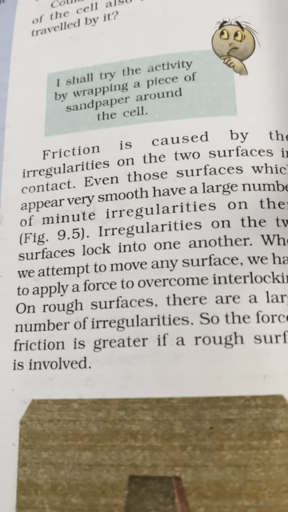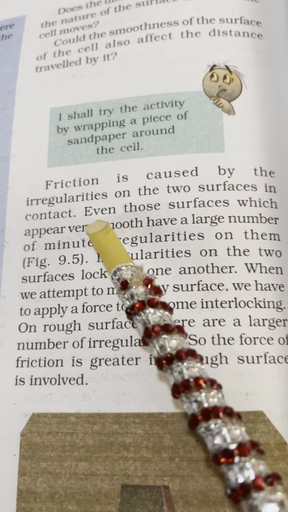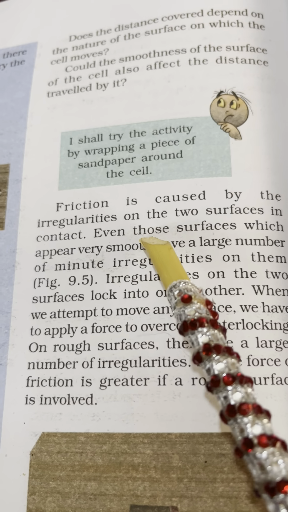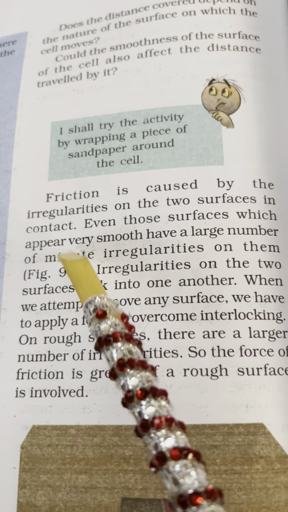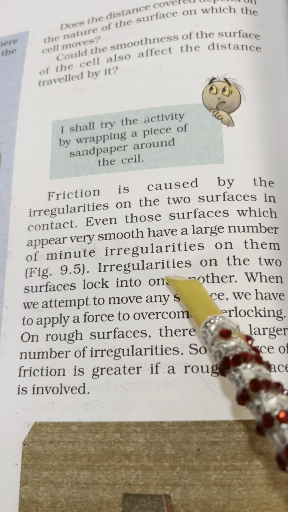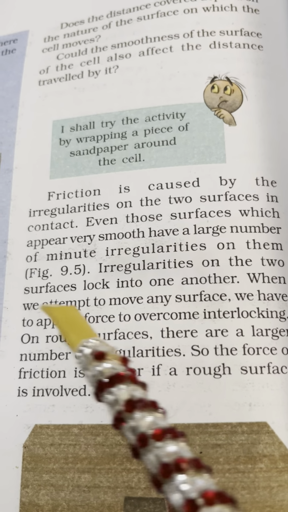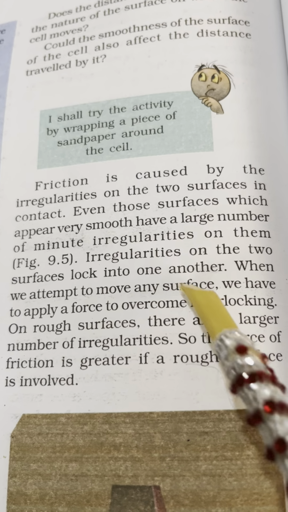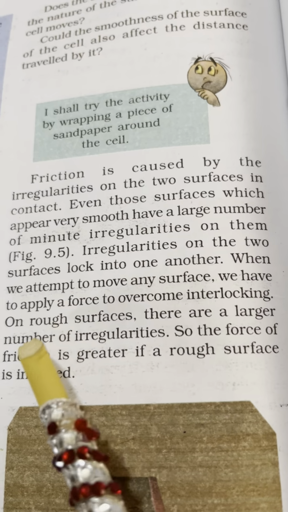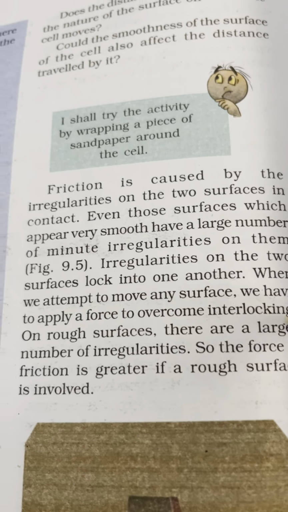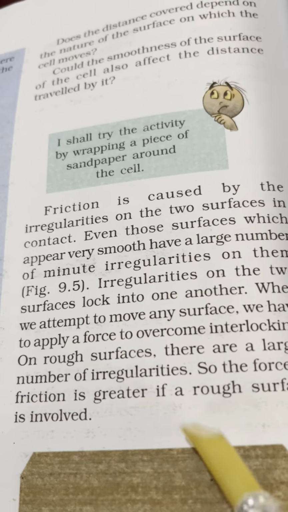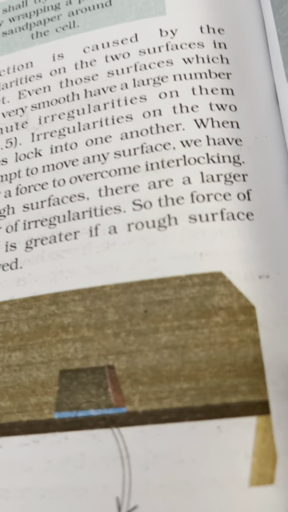Friction is caused by the irregularities on the two surfaces in contact. Even those surfaces which appear very smooth have a large number of minute irregularities on them. When we attempt to move any surface, we have to apply a force to overcome interlocking. On a rough surface, there is a larger number of irregularities. So force of friction is, mark this, greater if a rough surface is involved.